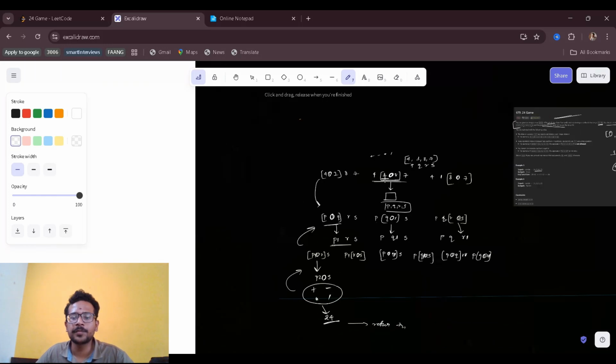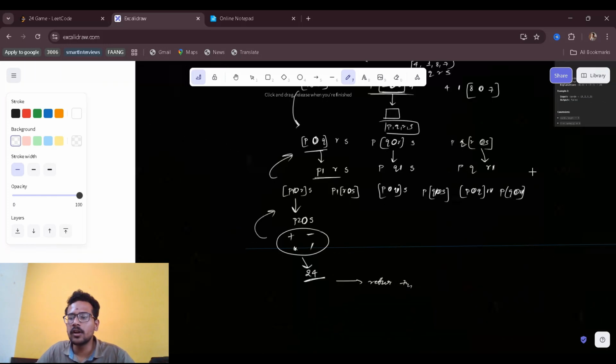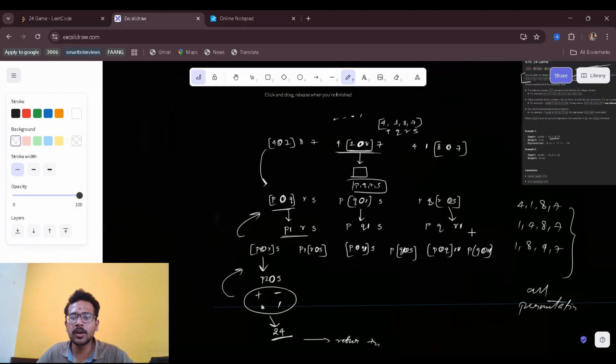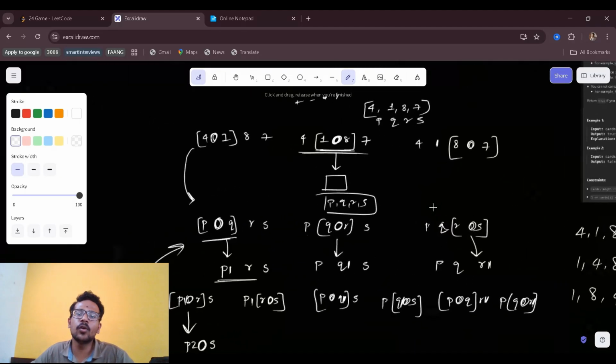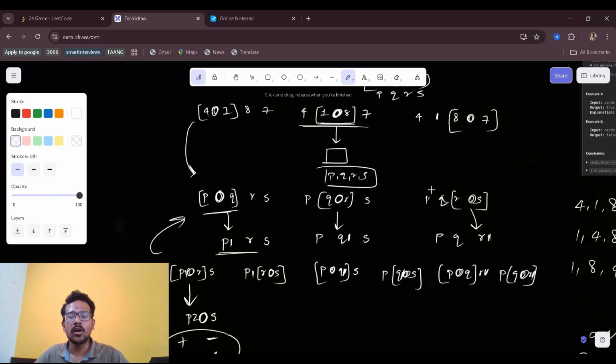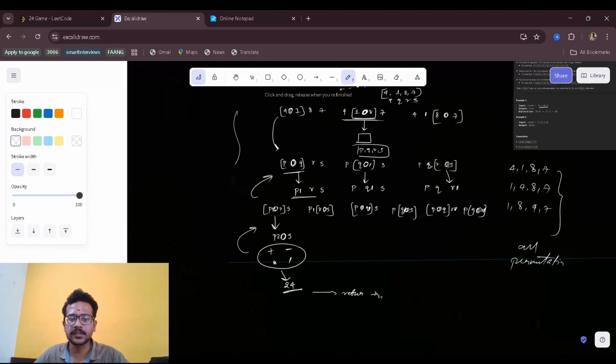But this is only for 4187. I can also place 1487. I can also place 1847. So I can place for all permutations. I need to get all the permutations, right? Now, after getting all the permutations, for every permutation, I did only for 4187. Now I can get another permutation like 1487. For that one also, I need to get all these operations, right?